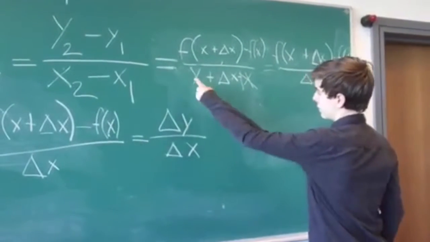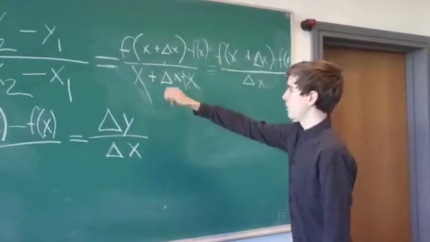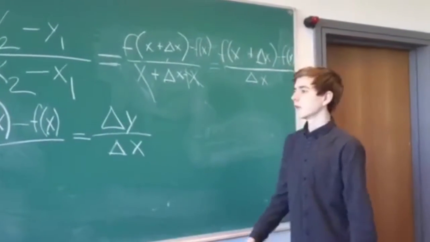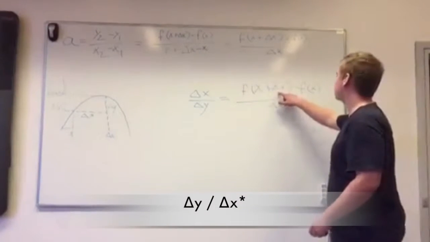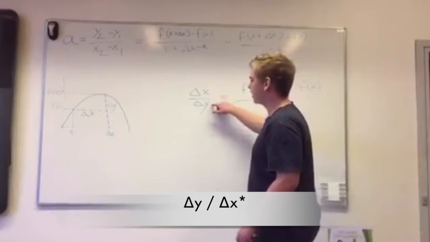And that is because minus x plus x is 0, so we just eliminate those 2 points. And then to the next: f(x plus delta x) minus f(x) divided by delta x equals delta y divided by delta x.